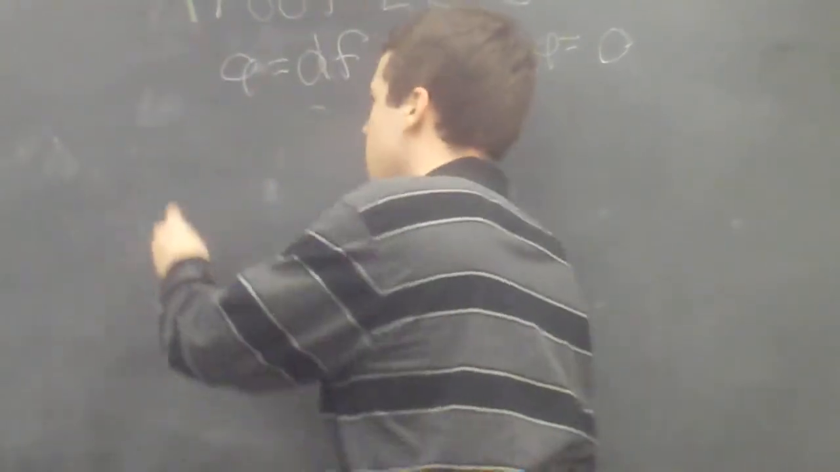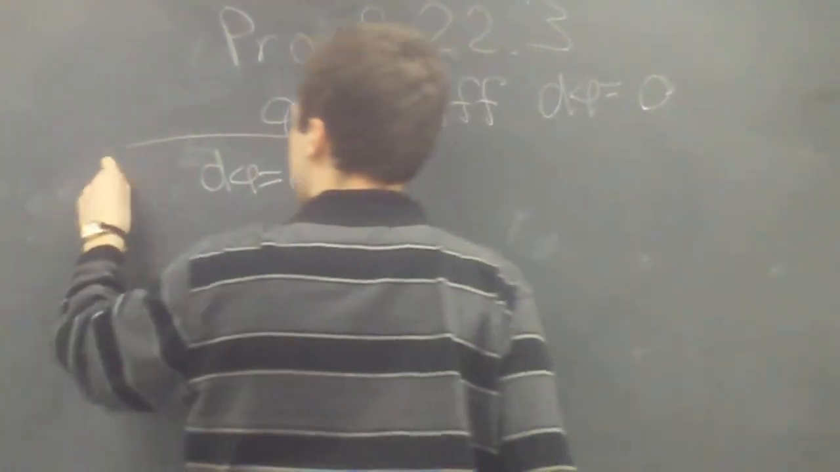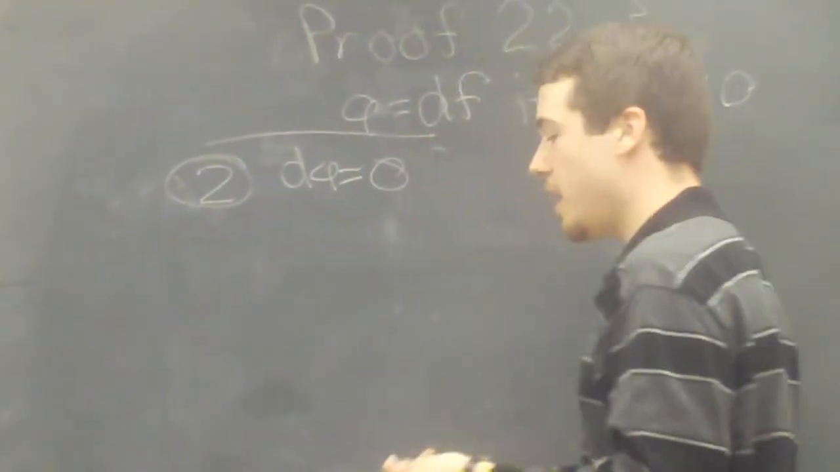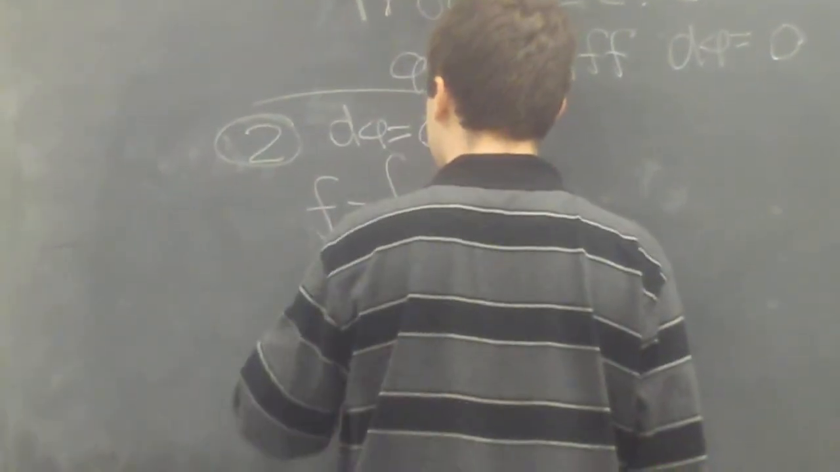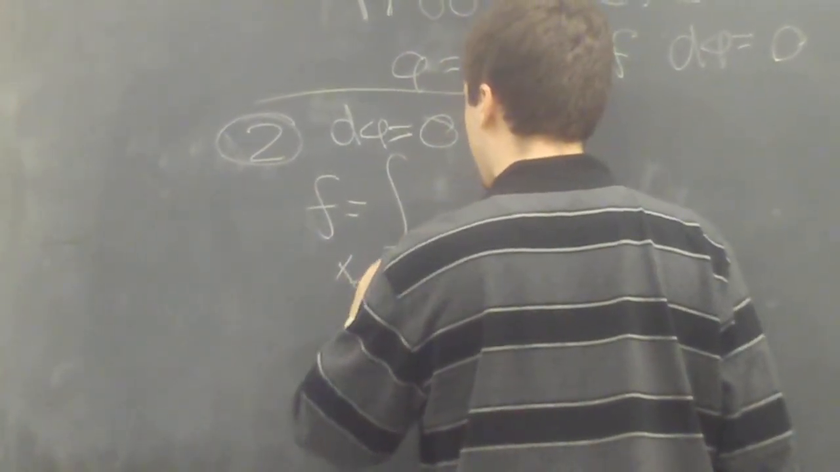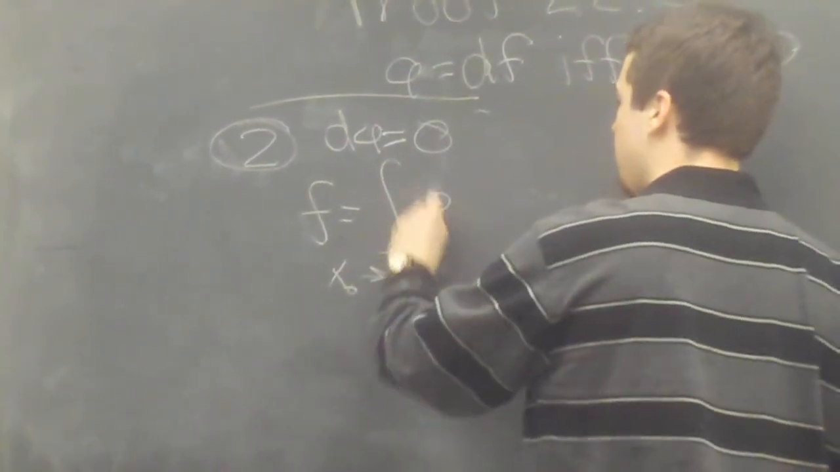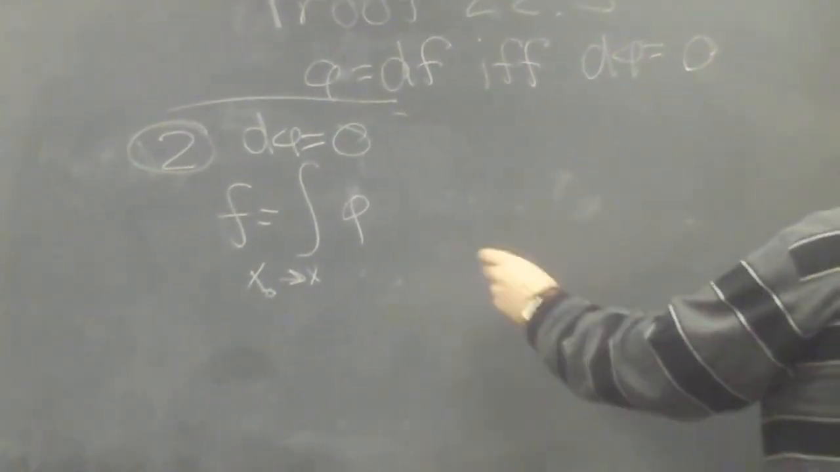And now we're going to assume that d phi equals 0. This is the second and slightly more challenging way to prove it. So first let's take a function f and define it to be the integral on a path from x naught to some x of phi over that path. And we'll use this later in our proof, and I'll come back to that.